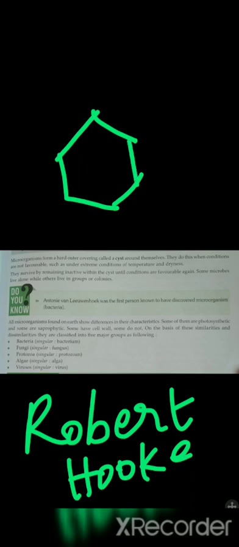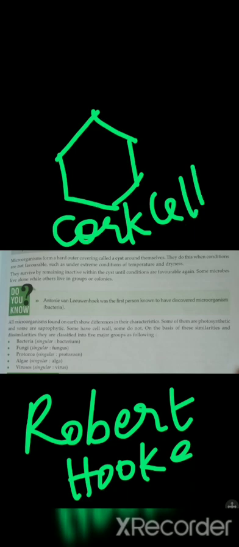And Robert Hooke saw the cell in a honeycomb structure. This structure is a dead cork cell. He saw this structure, and only later was it considered that the cell is a small compartment, as they described later.